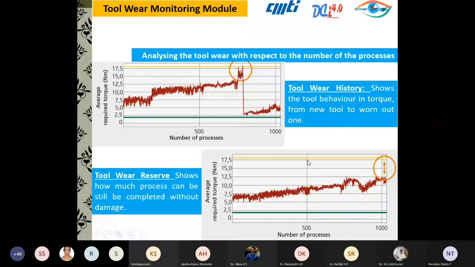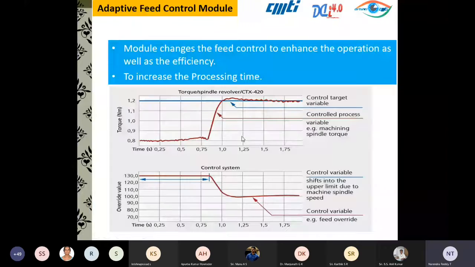The third one is, whatever I explained here, these are basically monitoring the process, or monitoring the tool wear. The third one is, sometimes you need to control. This is where you can use adaptive feed control. What it does is, again for this, today industries are very particular about productivity.